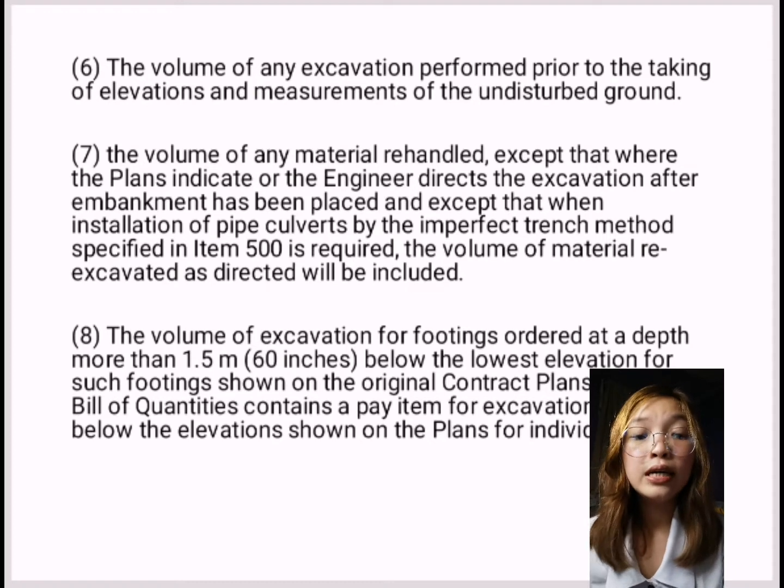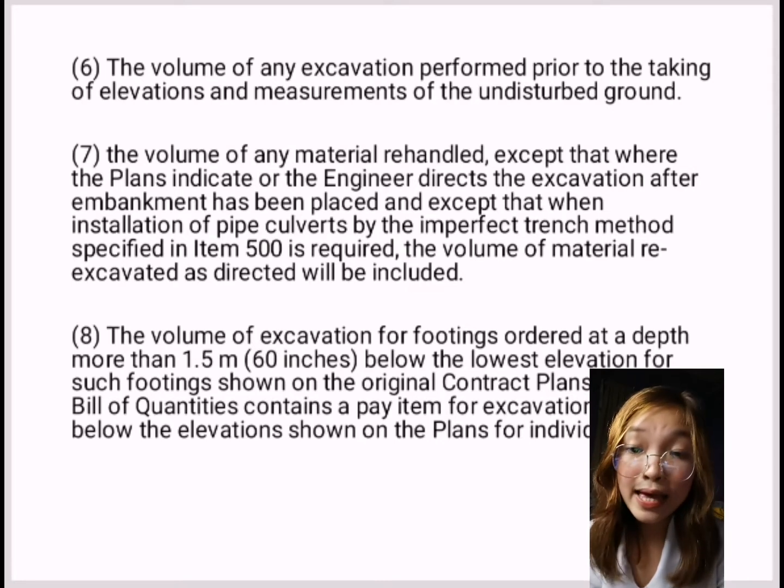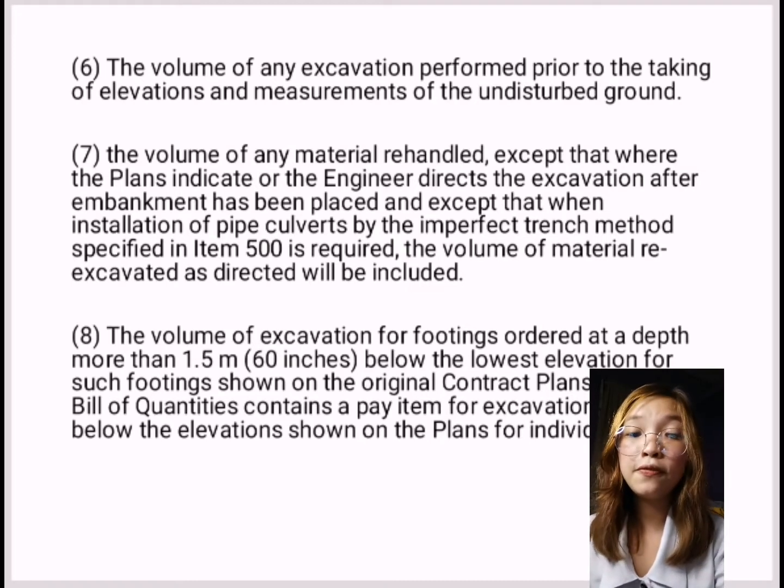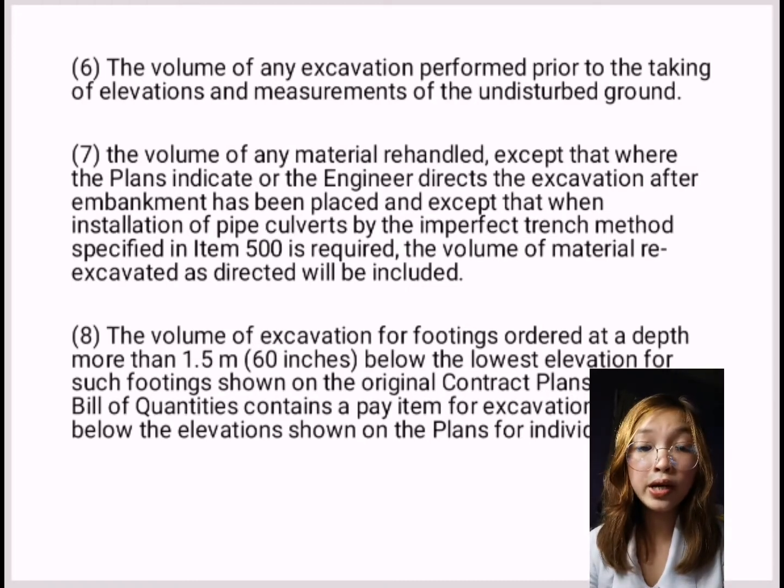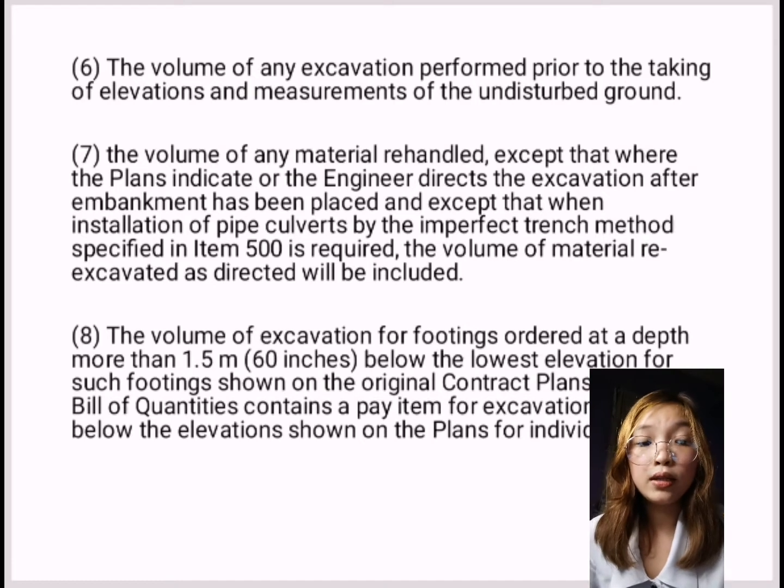Sixth is the volume of any excavation performed prior to the taking of elevations and measurements of the undisturbed ground. Next is the volume of any material rehandled except that where the plans indicate or the engineer directs the excavation after embankment has been placed, and except that when installation of pipe culverts by the imperfect trench method specified in item 500 is required, a volume of material re-excavated as directed will be included.